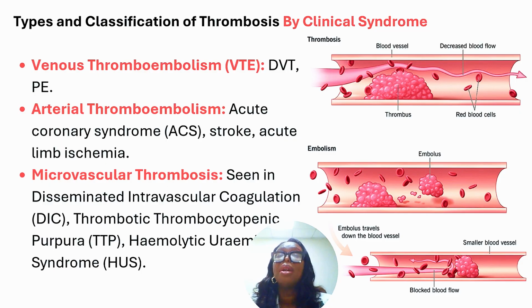And then we have another one, arterial thromboembolism. Arterial thromboembolism includes acute coronary syndrome, stroke, acute limb ischemia, and then we have microvascular thrombosis. So classifying thrombosis based on clinical syndrome, we have venous thromboembolism, which is made up of deep vein thrombosis and pulmonary embolism. We have arterial thromboembolism, and then we have microvascular thrombosis, which is mostly seen in disseminated intravascular coagulation, thrombotic thrombocytopenic purpura, and hemolytic uremic syndrome.